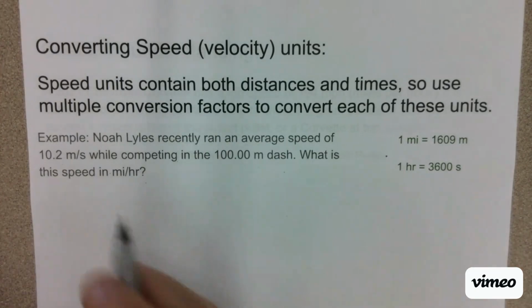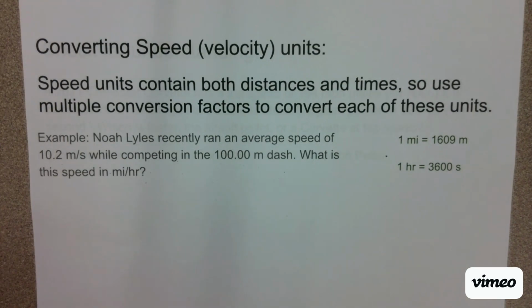So what I have here when I read this problem is this. Noah Lyles, who was an Olympic sprinter, a few years ago ran the 100 meter dash with an average speed of 10.2 meters per second. By the way, that's really fast, right? If I told you that I could run 10.2 meters per second, you would probably doubt that because you know I'm not an Olympic sprinter, but you also might just wonder how fast is that really? That's why we want to convert the units, so we can really see how fast that is in something that we are familiar with, okay?